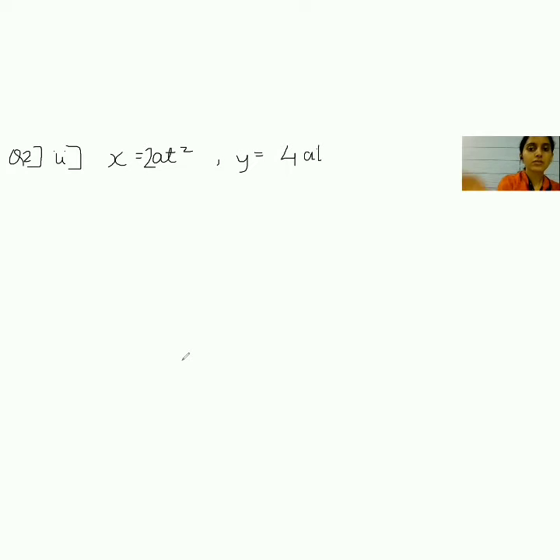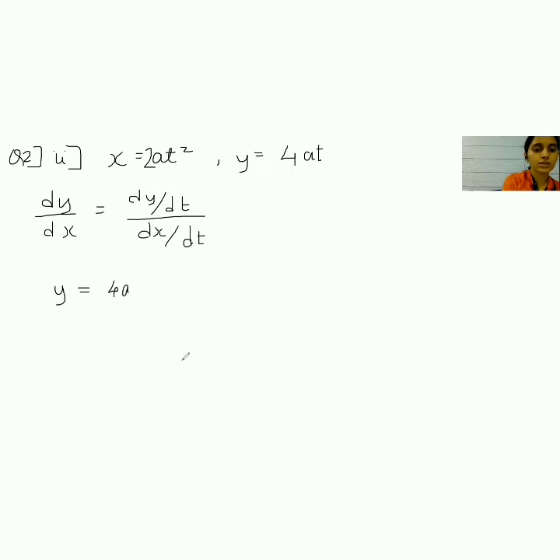Okay, now they say to find d2y by dx square. So first we have to find dy by dx. Now by the theorem on parametric functions, dy by dx will be equal to dy by dt upon dx by dt. So let us first find dy by dt. So y is equal to 4at. We mark this as equation 1.